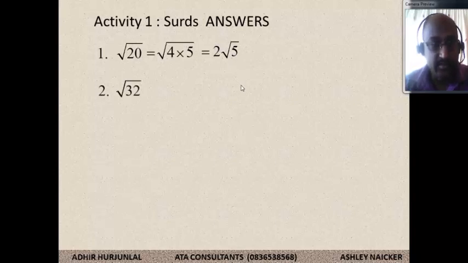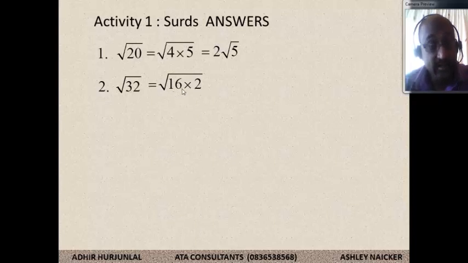Going to example number 2, root 32. If I have to break up root 32, guys, yes, you should be getting the square root of 16 times 2, because 16 times 2 is equal to 32. And that, dear learners, the square root of 16 is equal to 4. Very good. Hopefully you got both right.